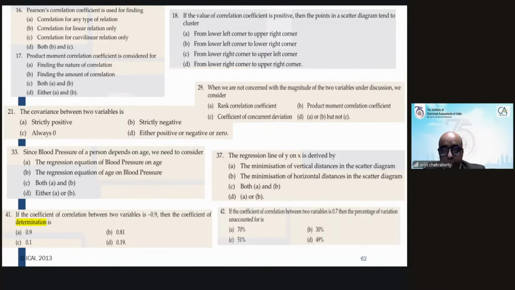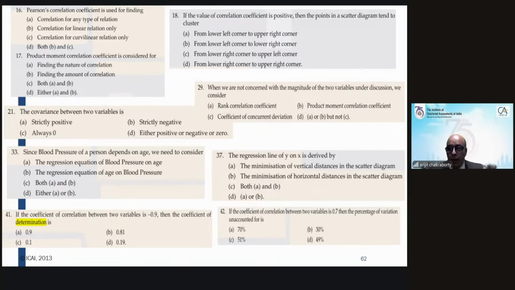And the last question is question number 42. You can see even in set A, we have numerical questions. Set B is exclusively numericals, but in set A we have a few numerical questions towards the end, which are very intelligent questions, which test your understanding of the technical principles as well as the formula. Question number 42: if the coefficient of correlation is 0.7, then the percentage of variation unaccounted for is?